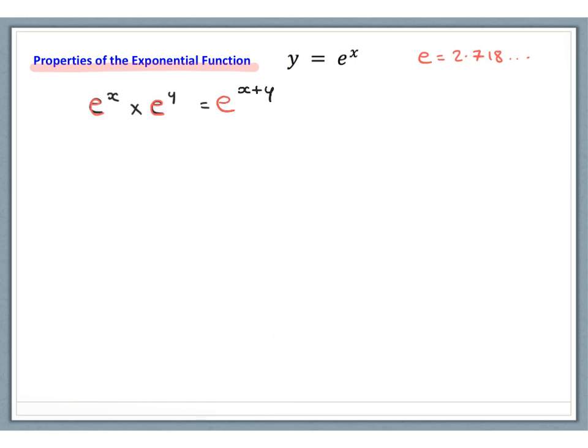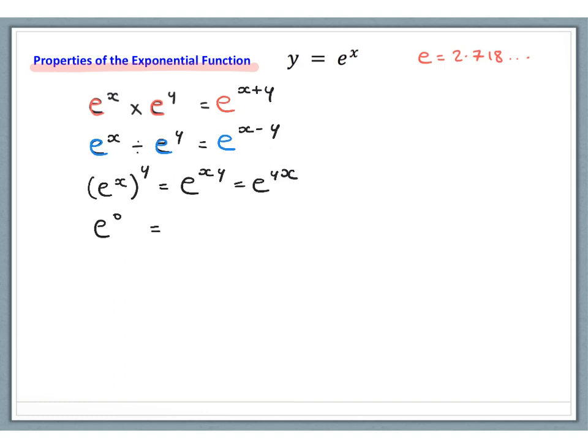In the same way, if we have e to the power of x divided by e to the power of y, again, the bases are the same. So this will give us a result of e to the x take away y. If we have e to the power of x raised to the power of y, this is equal to e to the xy, or if we like, e to the yx. E to the power of 0 is equal to 1, and e to the power of 1 is equal to e, or 2.718. If powers are negative or fractional, they work in the same way as well.